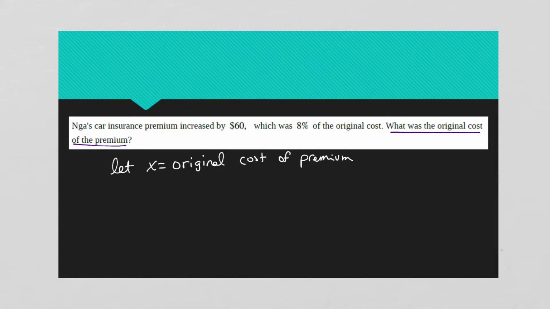Alright, it says here that her car insurance was increased by $60, which was 8% of the original cost. So 8%, which is also the same as 0.08 times the original cost, is $60. So we want to divide both sides by 0.08. And I'm going to grab my calculator. 60 divided by 0.08 is $750.